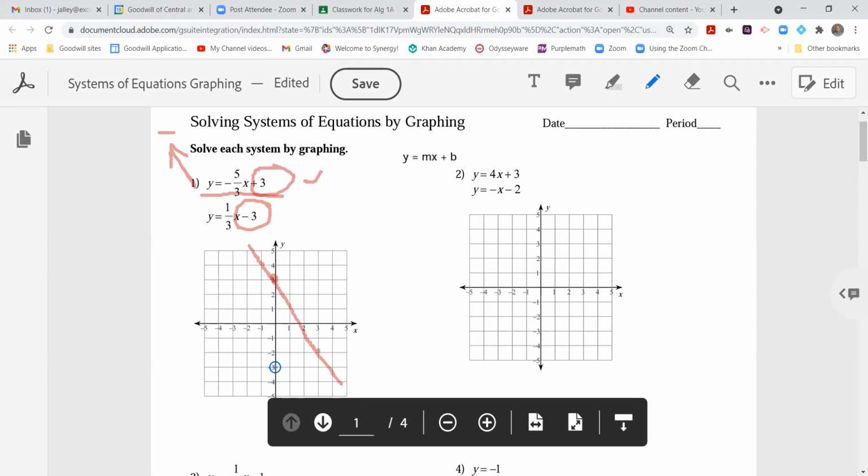Second one starts at -3. It's got a positive slope, so it's going to go this direction. Up 1, the rise is 1, the run is 3. Up 1 over 3 puts me right back on that other line. And so my solution is the point (3, -2).